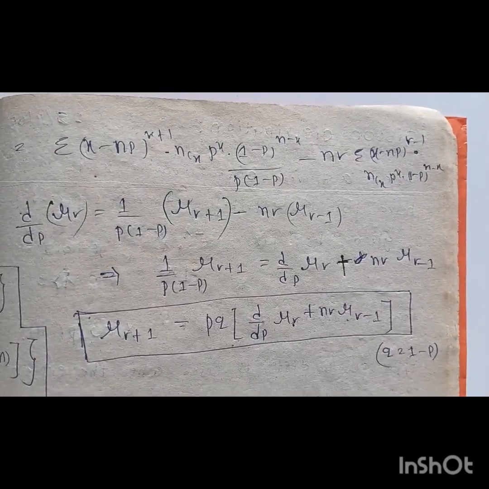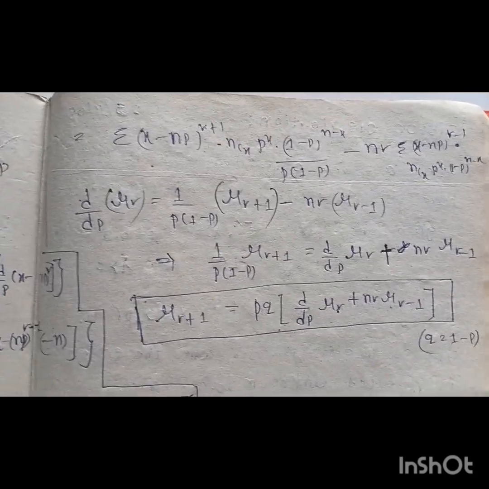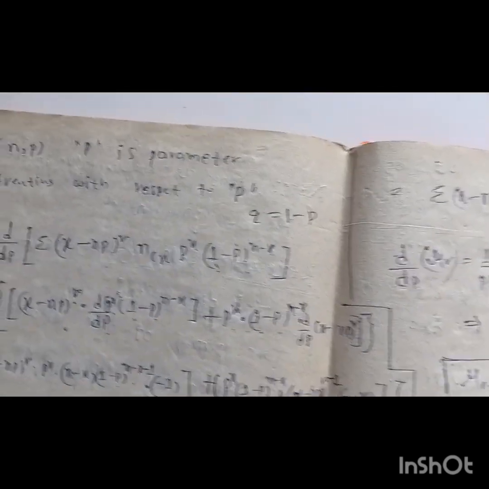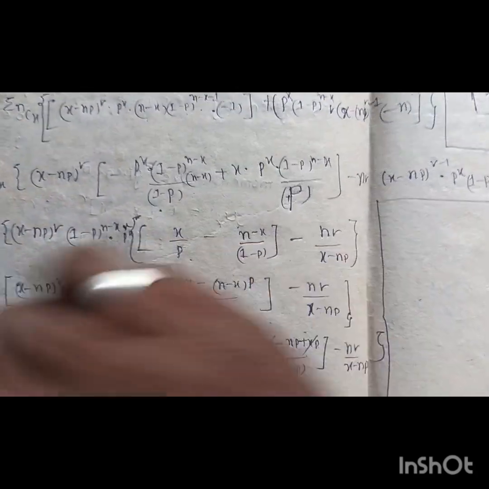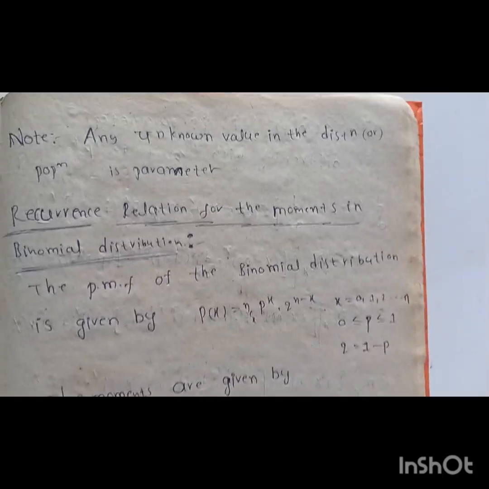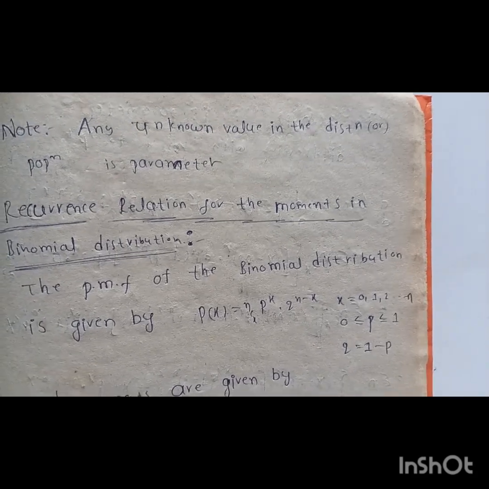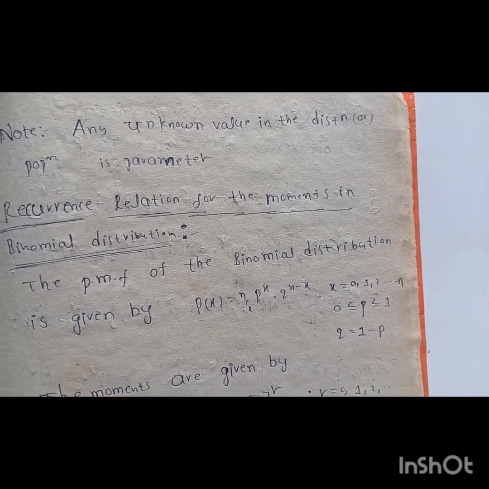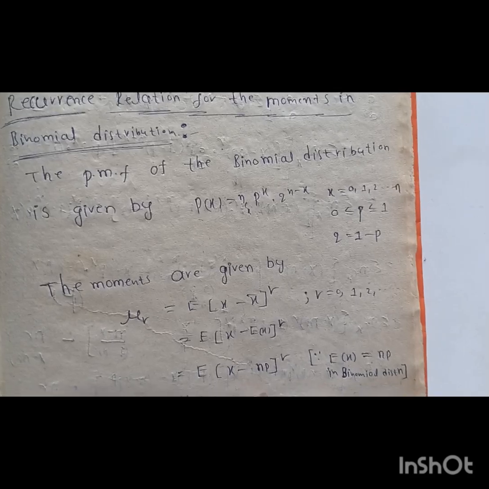A very important relation for the binomial distribution, the recurrence relationship. This one you have to derive, differentiating with respect to the parameter, to get the recurrence relationship.